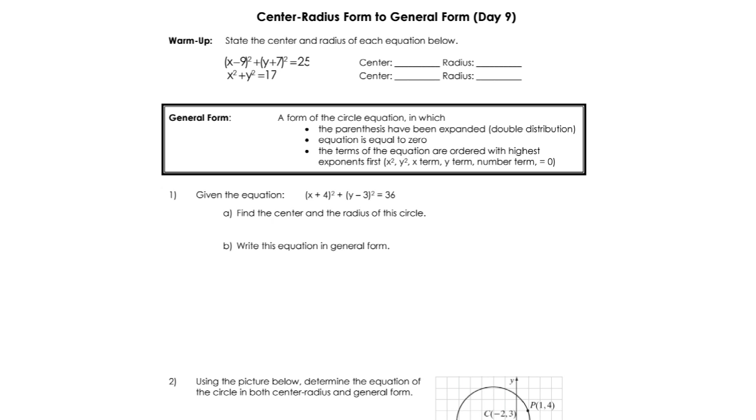And we're still going to talk about center radius form, but we are going to show you a new form that circle equations can be written in called general form. But before we do that, we have to make sure that we understand our notes from the previous day about the center and the radius when a circle equation is in what they call center radius form.